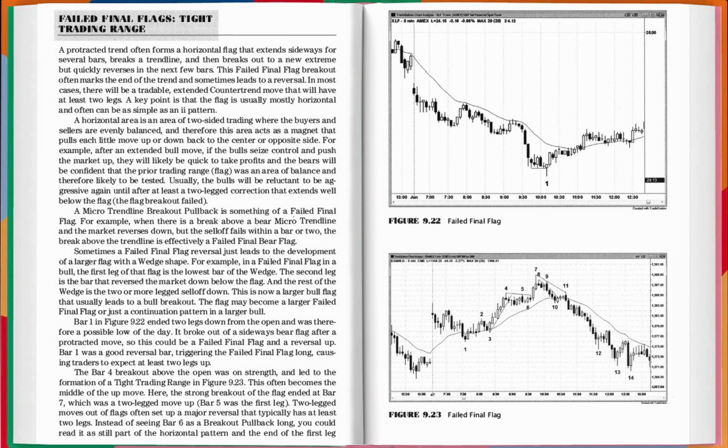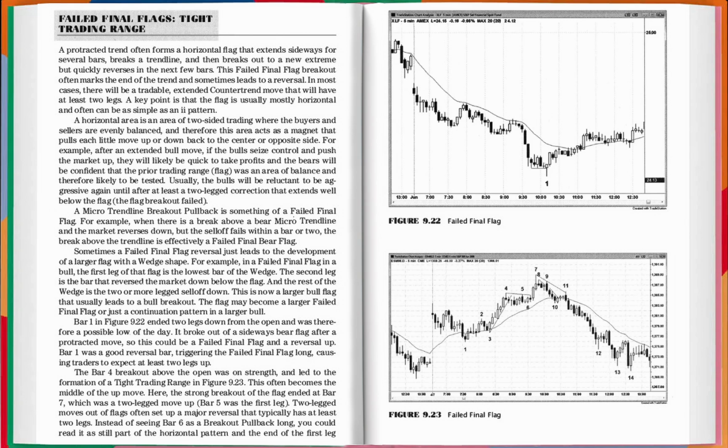It broke out of a sideways bear flag after a protracted move, so this could be a failed final flag and a reversal up. Bar 1 was a good reversal bar, triggering the failed final flag long, causing traders to expect at least 2 legs up. The bar 4 breakout above the open was on strength and led to the formation of a tight trading range in figure 9.23. This often becomes the middle of the up move.